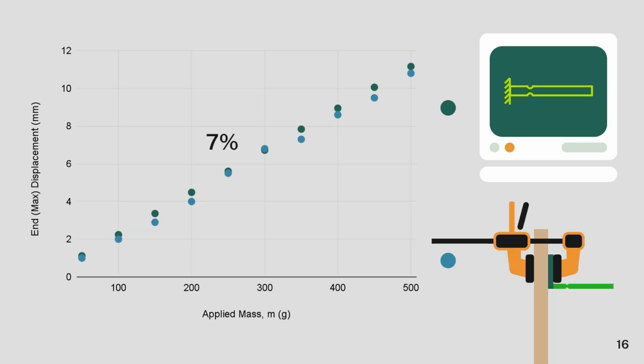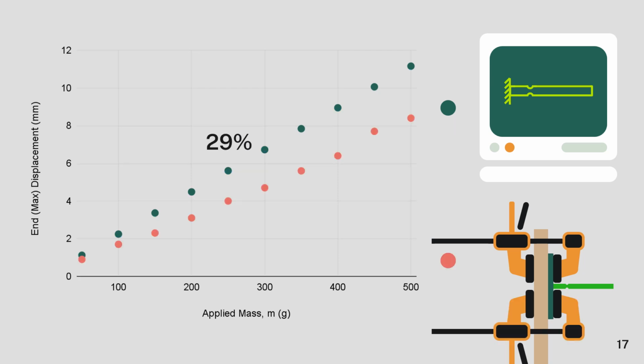Here is the same comparison, but with the physical results of the L beam. The percent errors are less varied here with an average of 7%. This consistently had less displacement than the ideally fixed beam simulation. The physical T-beam also deflected significantly less than the ideally fixed beam simulation.